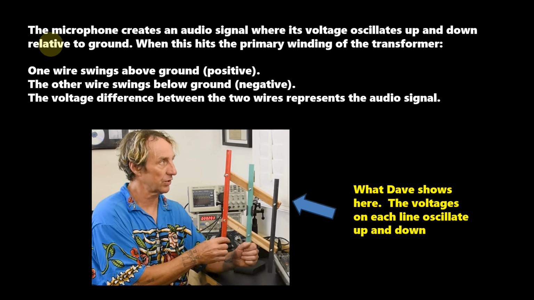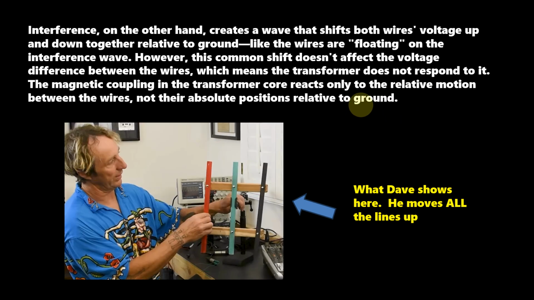So again, the microphone creates an audio signal where its voltage oscillates up and down relative to ground. When this hits the primary winding of the transformer, one wire swings above ground, positive, the other wire swings below ground, negative. The voltage difference between the two wires represents the audio signal. I know I'm saying this over and over again, but we have a circuit in the microphone, and both wires are going up and down with the oscillation or vibration of the microphone.